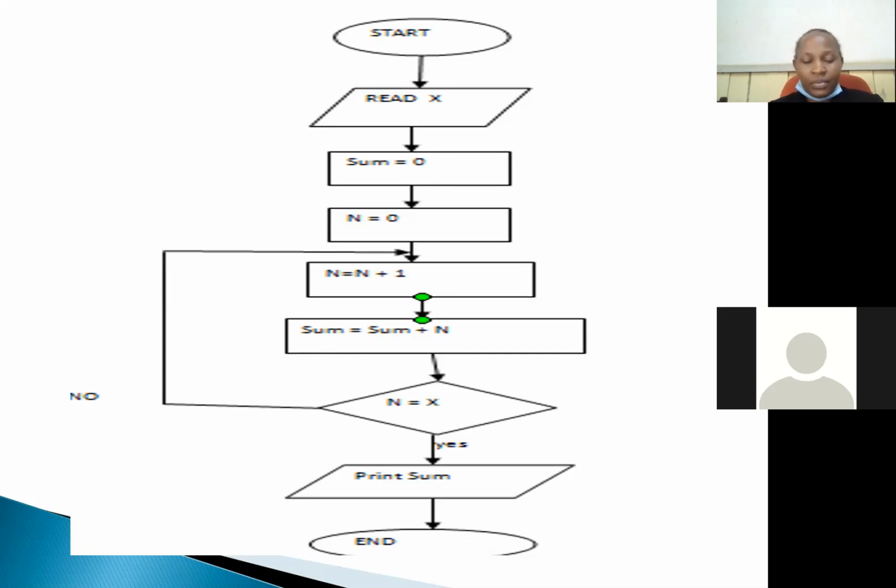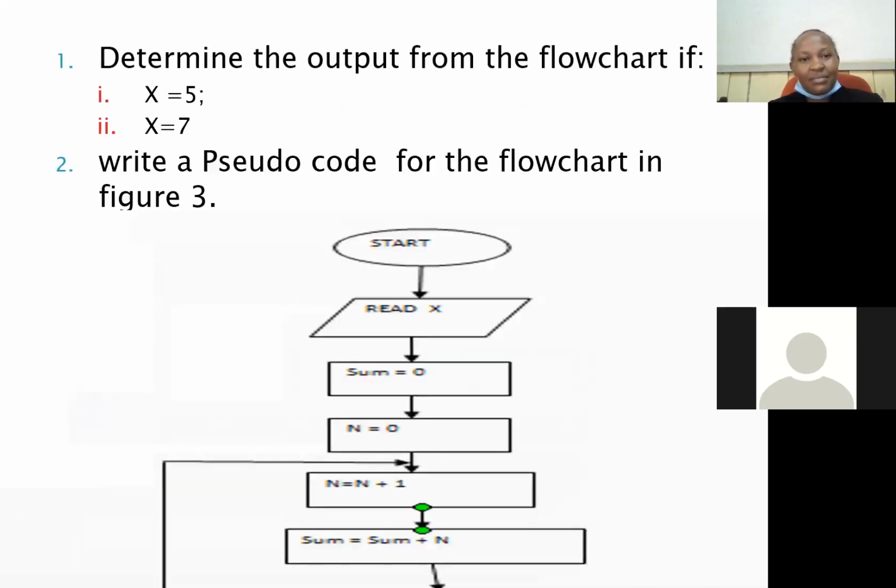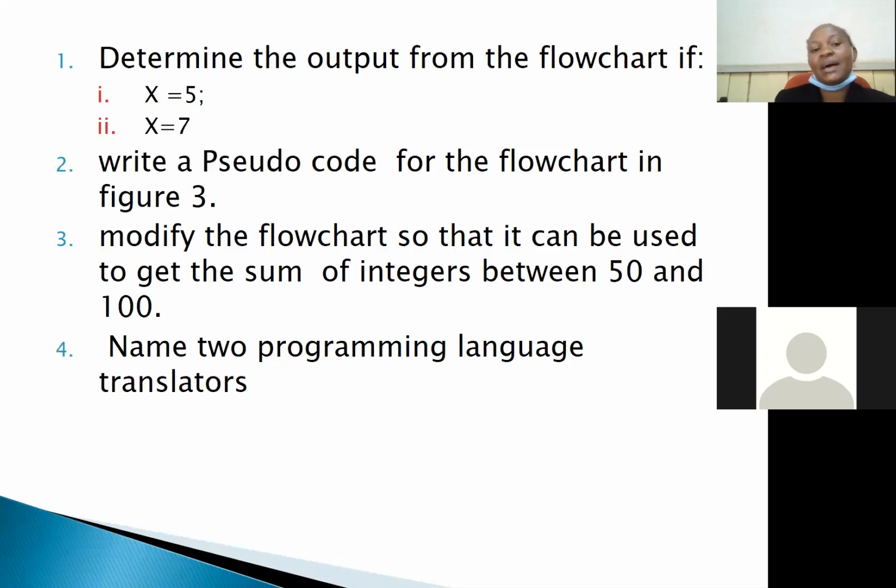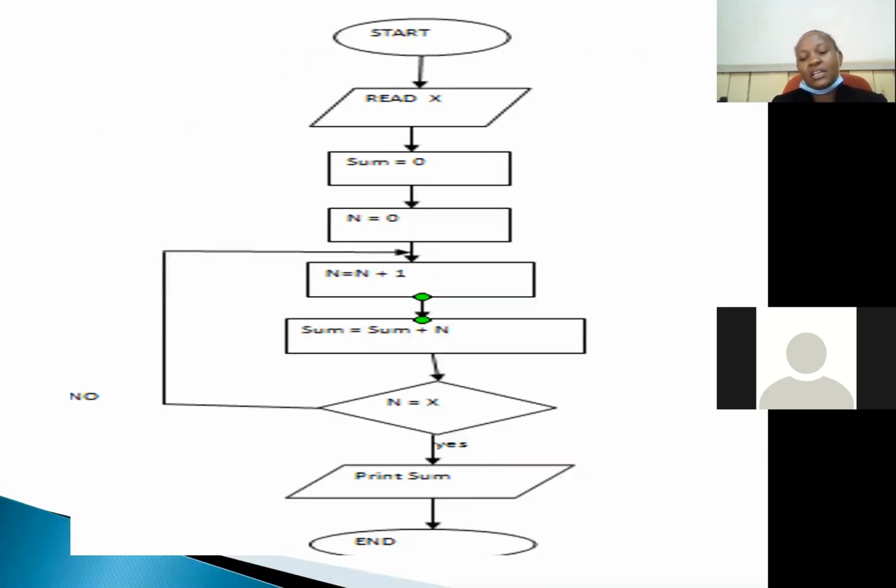It continues to loop, executing n equals n plus 1 and sum equals sum plus n, until the value of n is equal to the value of x. Then some of the questions can be like, for example, determine the output from the flowchart if x equals 5. When we go back to the flowchart, the value of x is read as 5.